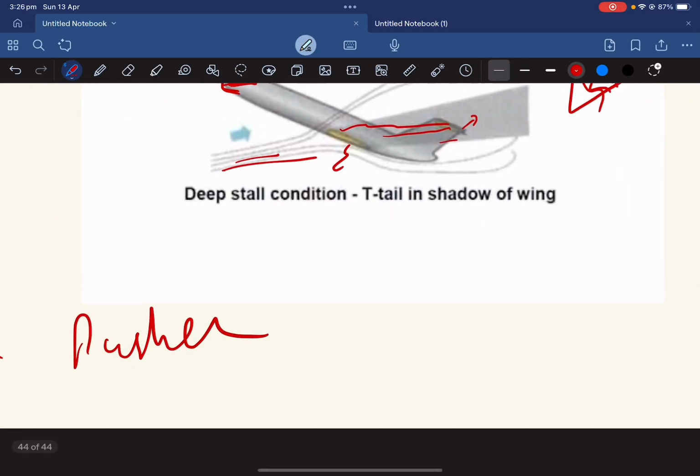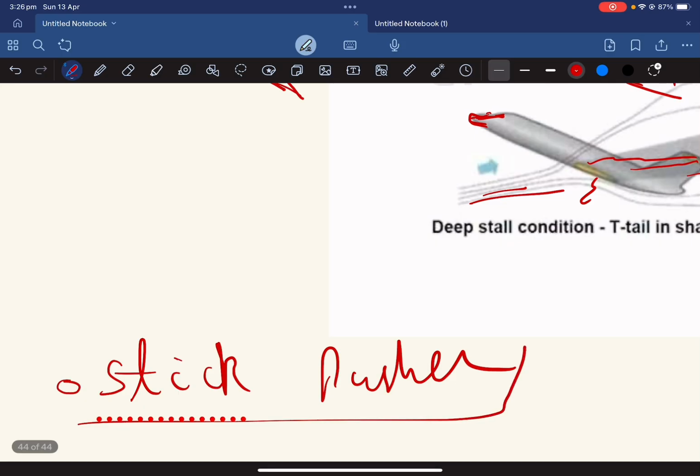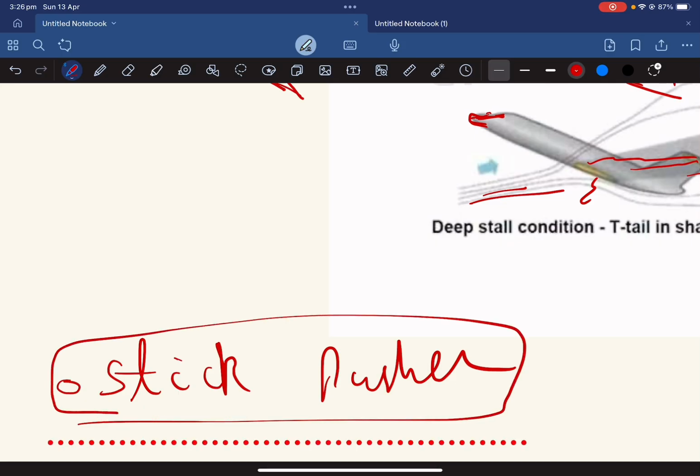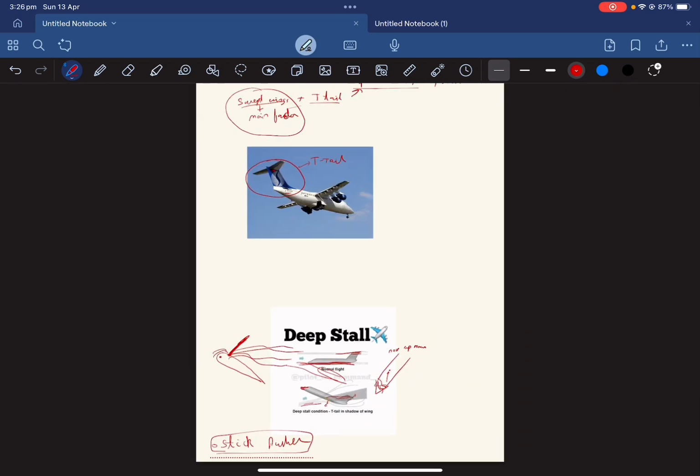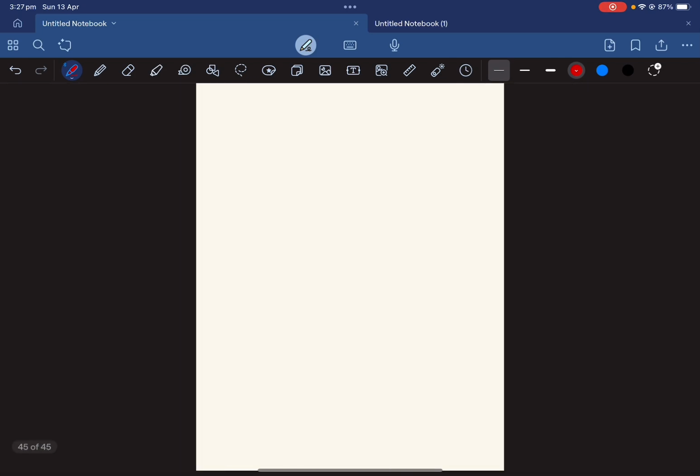To fix this, you need a stick pusher. It's very important in a T-tail aircraft with swept wings. All right, and then let's discuss accelerated stall. These are the types of stall. So this was super stall, deep stall. Then you have accelerated stall.